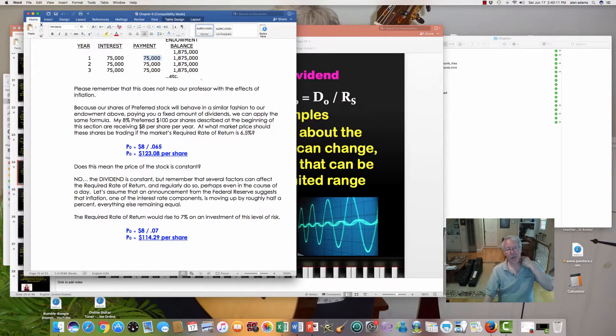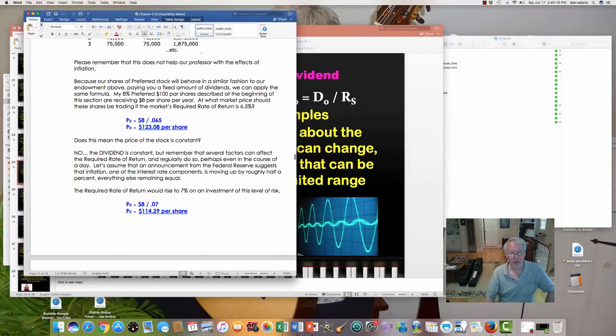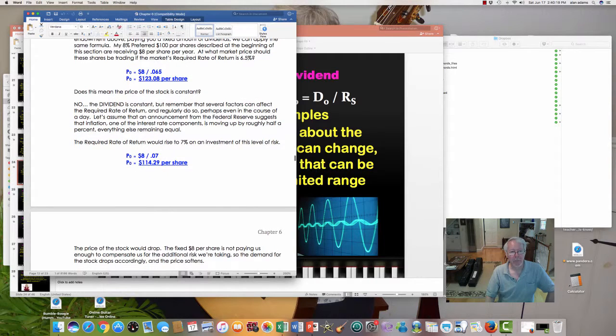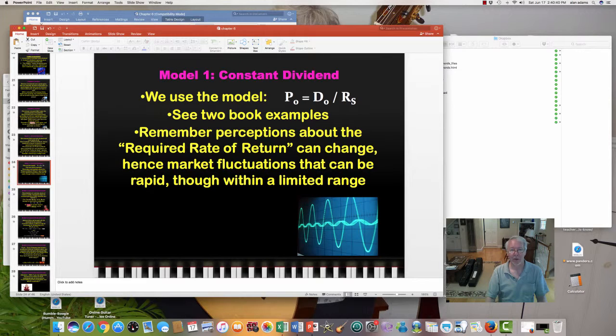Okay, will the stock fluctuate? Of course it will, because our perception of the required rate of return of the market changes. So if that moves up to 7%, then the price of the stock would drop. It makes sense that $8 is not enough to compel us to take on that risk, so the price of the stock drops to reflect its loss of palatability, for lack of a better word. Okay? So that's how the price of a constant dividend stock is determined. All right, again, constant dividend. The dividend is not expected to change. With preferred stock, it's locked in.